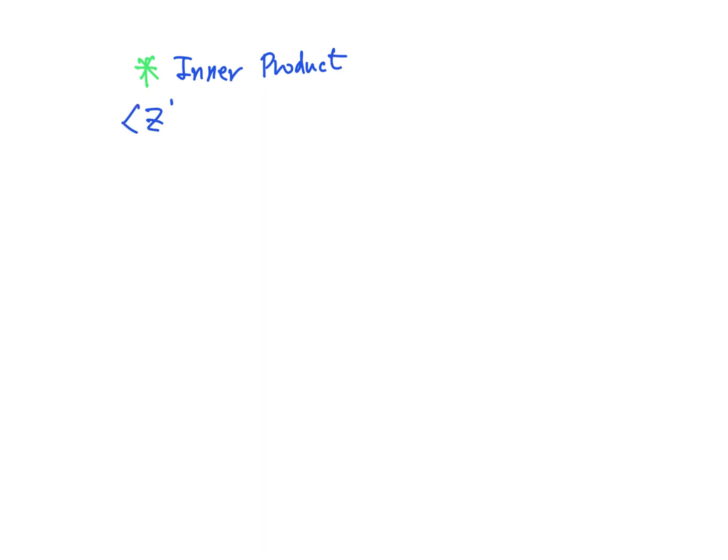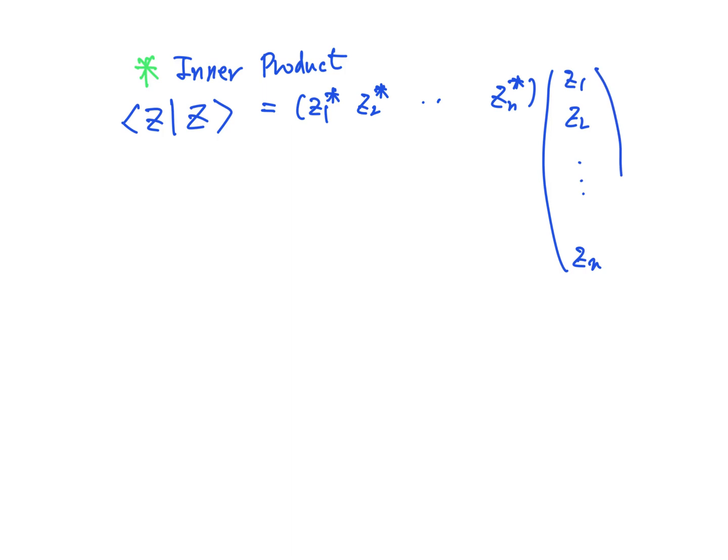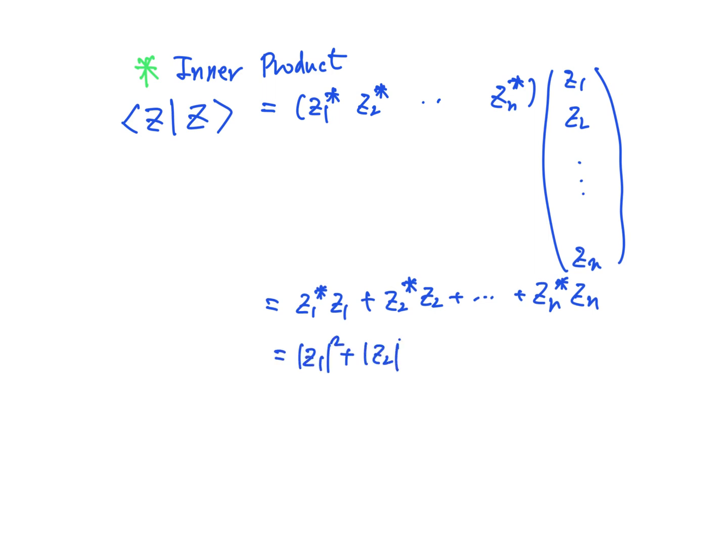Say C, C. Z1 complex conjugate, Z2 complex conjugate, Zn complex conjugate, times Z1, Z2, Zn. So this is basically just multiplication of row by column, right? So this is C1 complex conjugate C1, C2 complex conjugate C2, blah, blah, blah, Cn complex conjugate Cn. So Z1 square, Z2 square, Cn square.